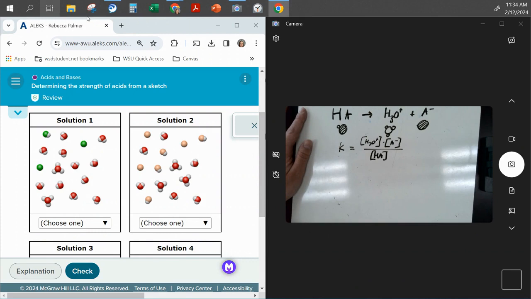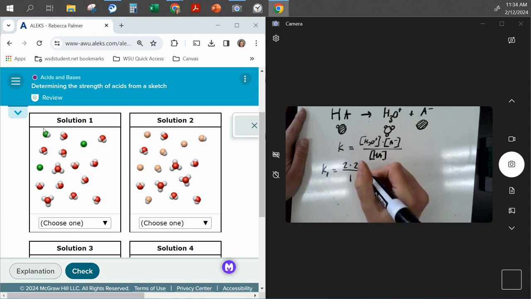Okay, so the first one, where's the mouse? So we count the hydronium, 1, 2, 2 hydroniums. We count the conjugate base, 1, 2. Okay, that should always be the same number. Good thing they're the same number. And then we count the original acid, HA. So there's only 1. So this Ka for acid would be 4.